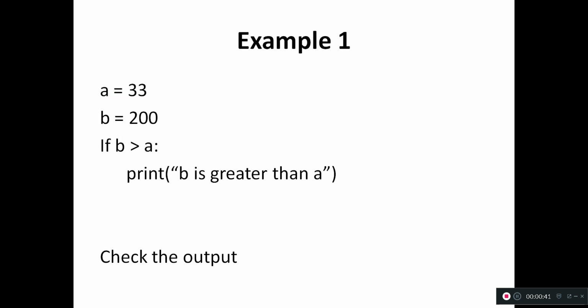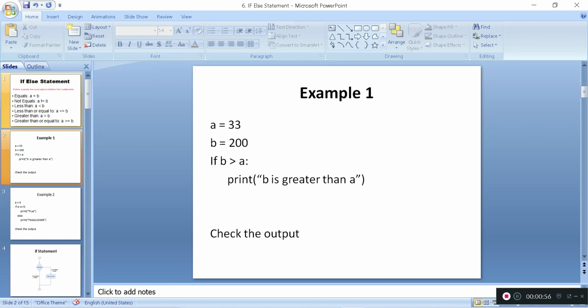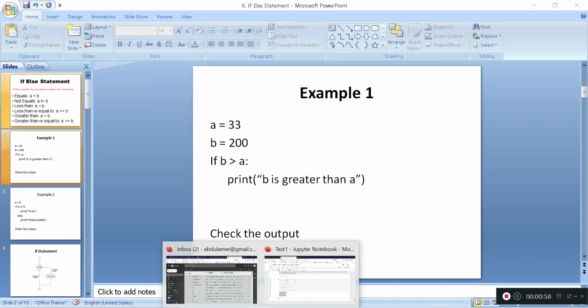Now we'll get into an example. Like on the screen you can see, a is equal to 33, b is equal to 200. If b is greater than a, then print b is greater than a. Now we'll check this in the code. Let's see what will happen in the code.